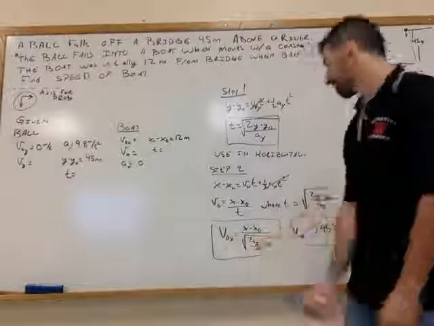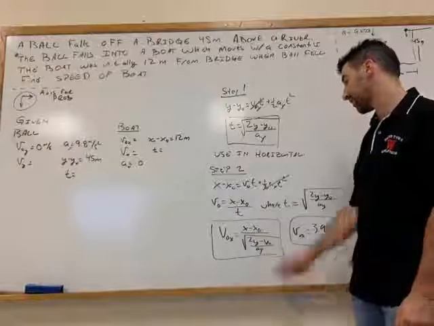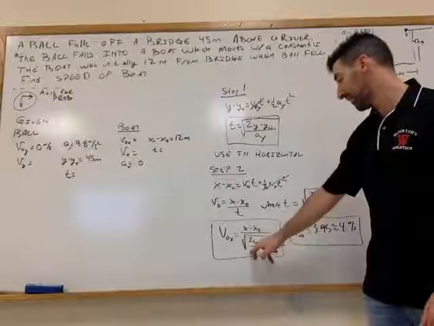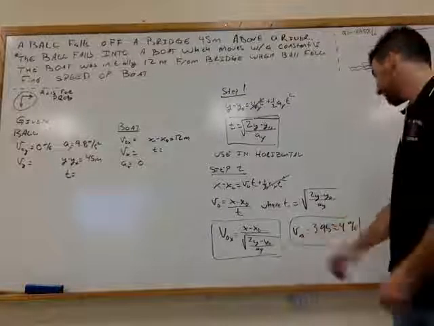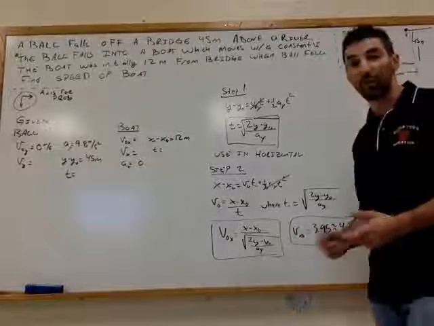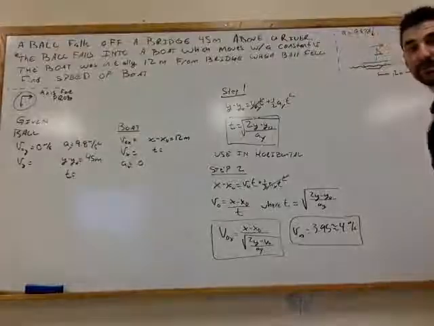combining all of my terms in the x direction, my horizontal component, is the x position divided by the time. Plug and chug, you should get 3.95 or 4 meters per second.